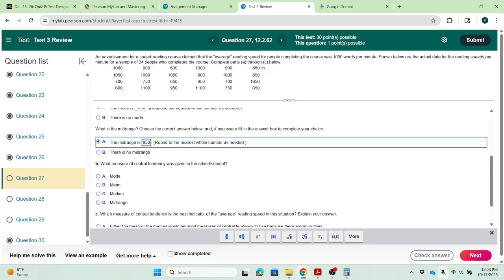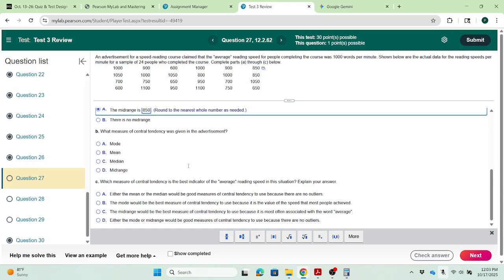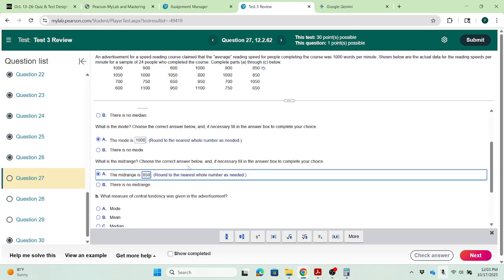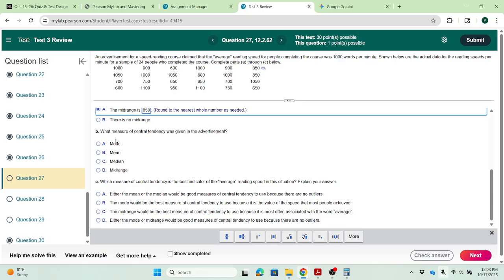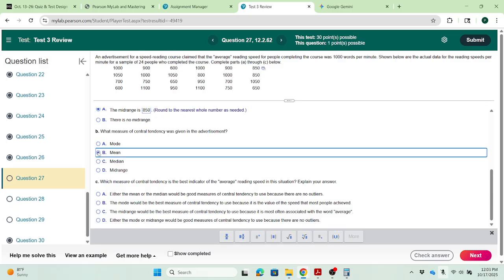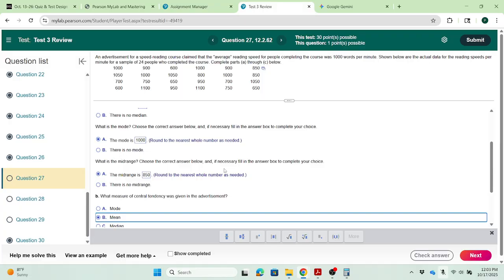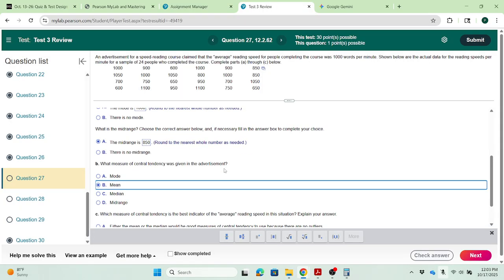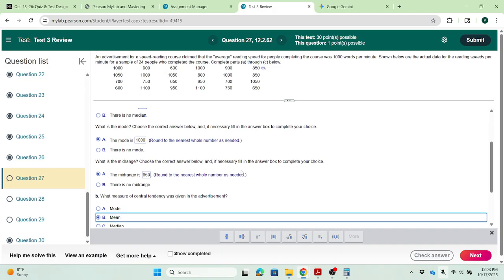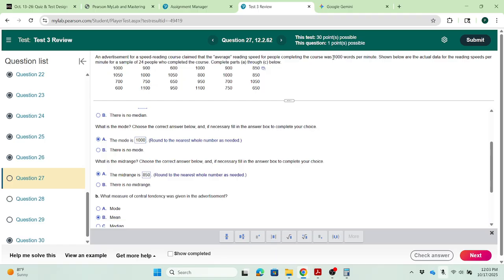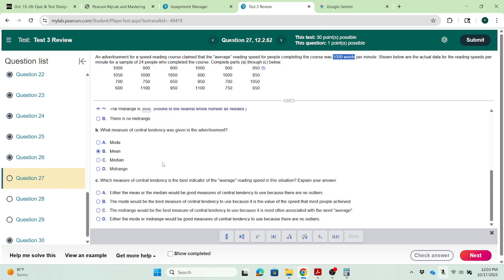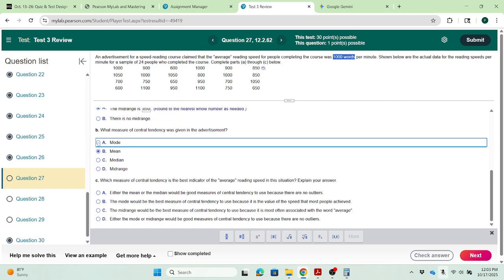What measure of central tendency was given in the advertisement? 1000 is the information given, and that was the mode actually. The mode is 1000, so that is what was given in the advertisement.